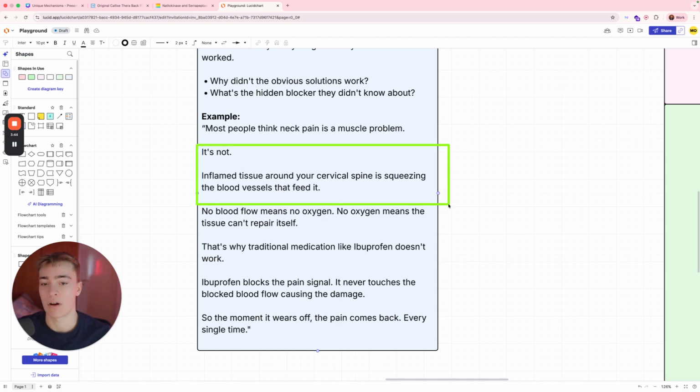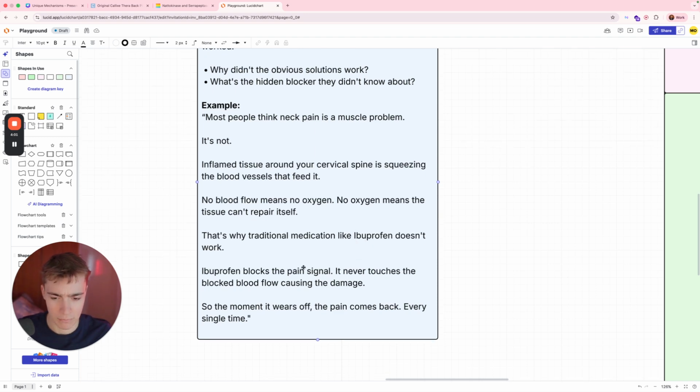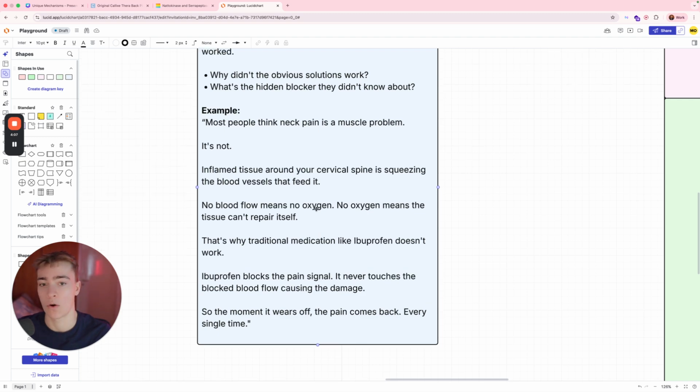Inflamed tissue around your cervical spine is squeezing the blood vessels that feed it. And now here's the logic chain. No blood flow means no oxygen. No oxygen means the tissue can't repair itself. And that's why traditional medication like ibuprofen doesn't work. I think that's how you pronounce it. Ibuprofen blocks the pain signal. It never touches blood flow, causing the damage. So now, this is the hidden blocker they didn't know about.